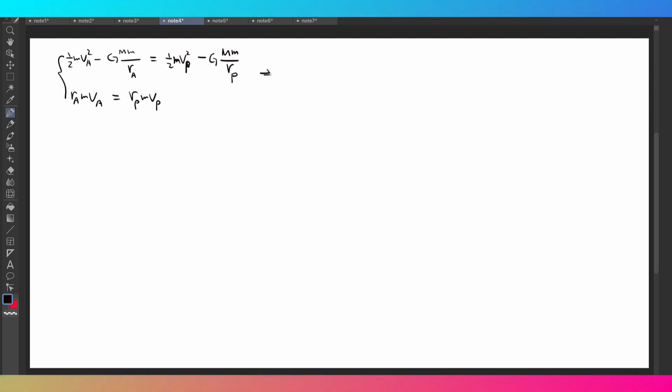So first, let's simplify this first equation. Let's get rid of little m. And from the second equation, I also cancel the m, and then I also represent VA in terms of VP, RP over RA times VP. And then I will plug in this equation.